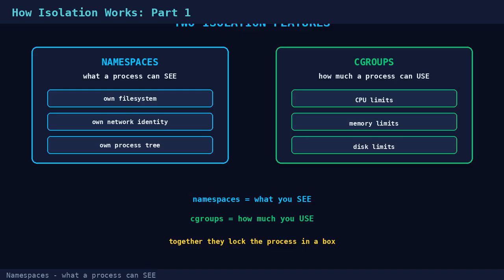The second feature is Cgroups. Cgroups control how much a process is allowed to use. CPU, memory, disk. If one container goes crazy and tries to eat all the memory, the group limits stop it from taking down your whole laptop.